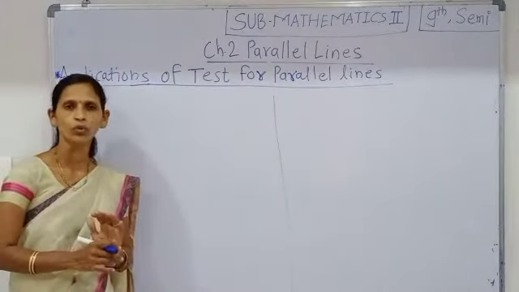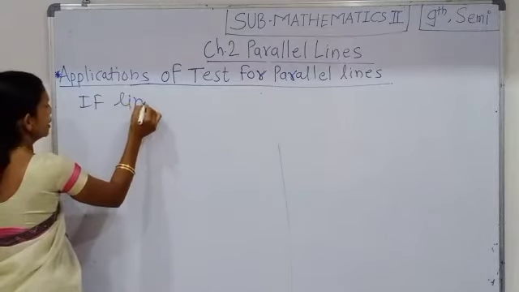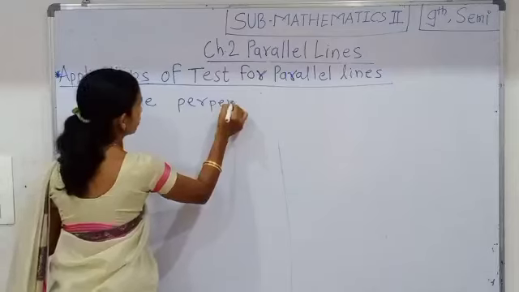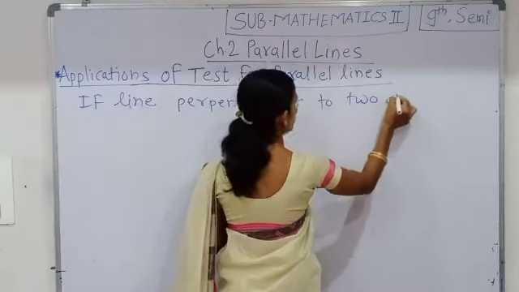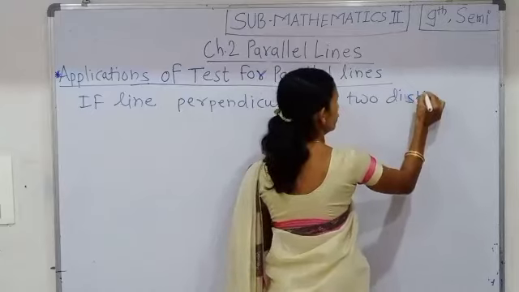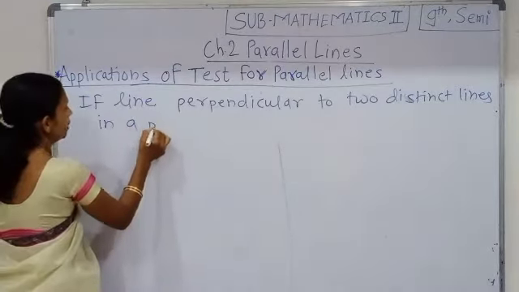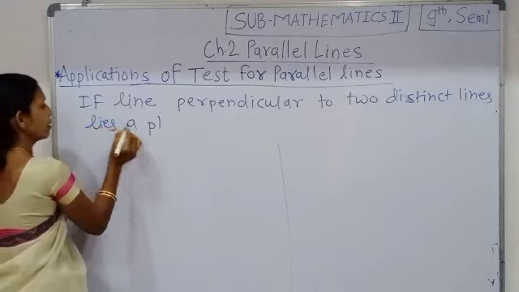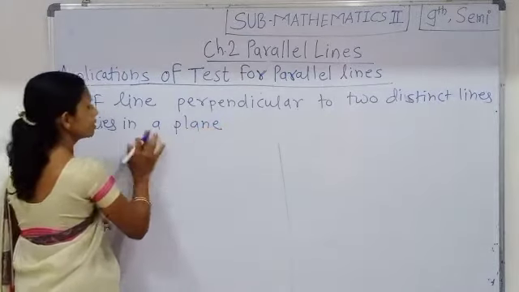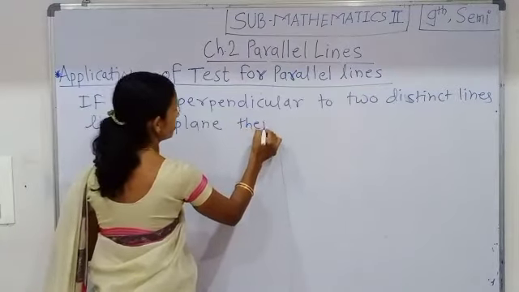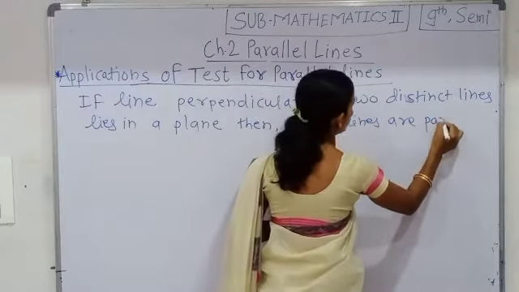Today we are going to prove one more property. See here, if a line is perpendicular to two distinct lines which lie in the same plane, then those lines are parallel to each other.